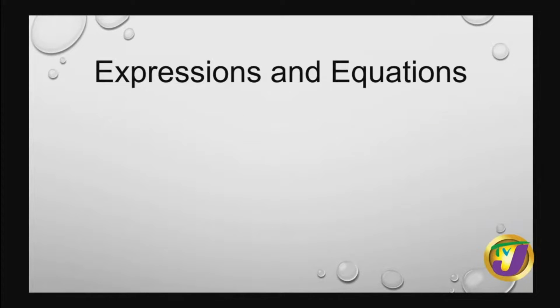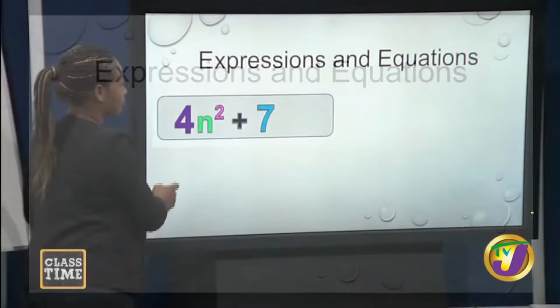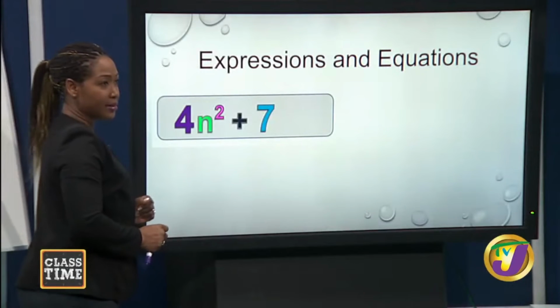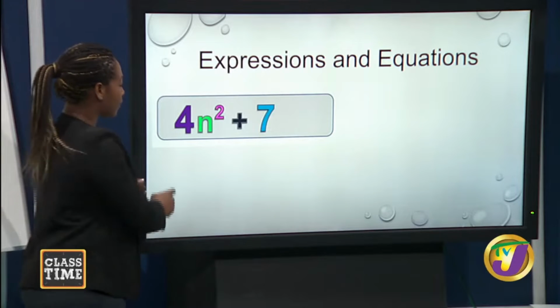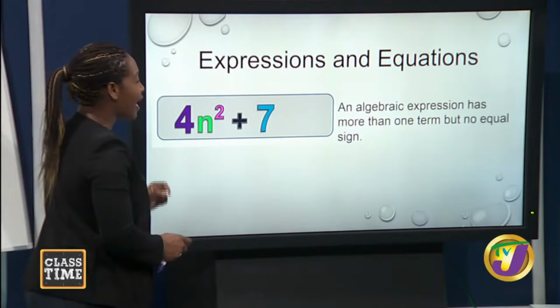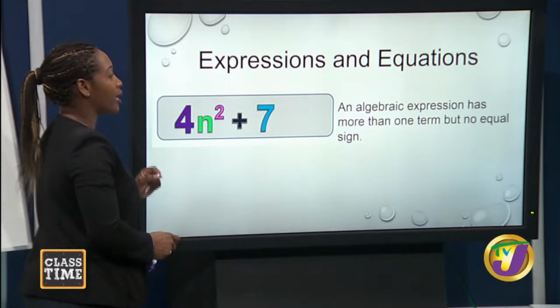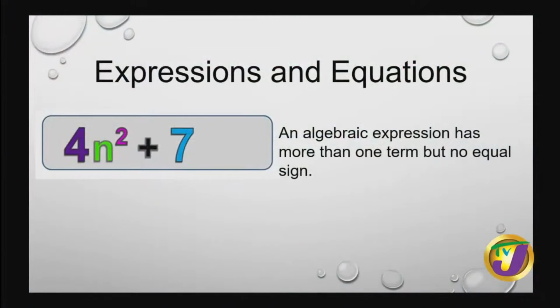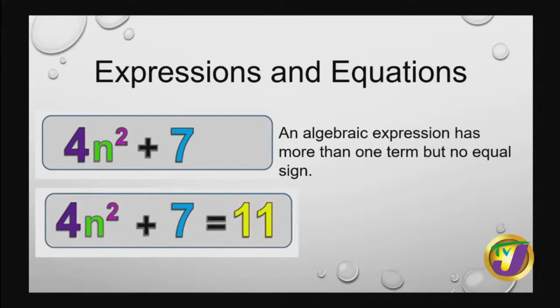You see how many words you can use to describe that 2 over there? All right. Now let's look at expressions versus equations. What do you think this is? I hope you did say it is an expression. It is an algebraic expression. It has more than one term in this instance, but no equal sign. So it is an expression. Here, I should have probably said it, 4n squared plus 7 is an algebraic expression.